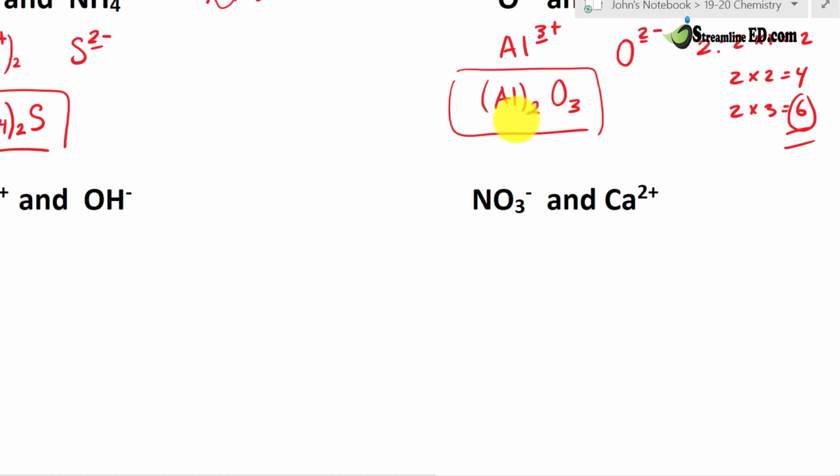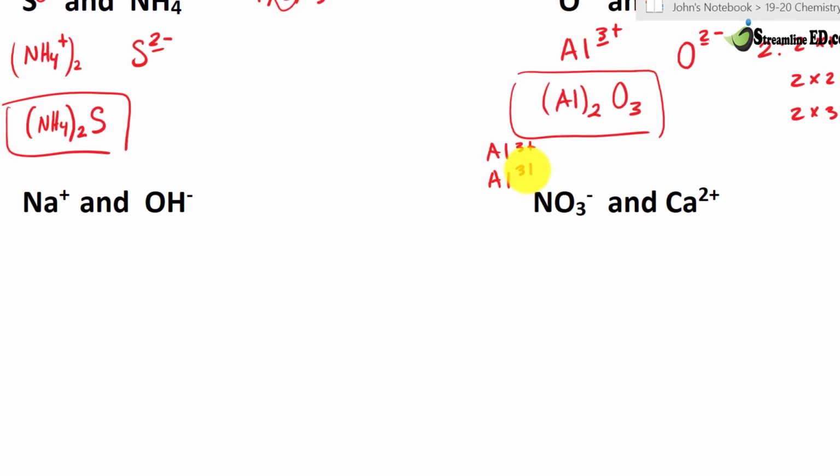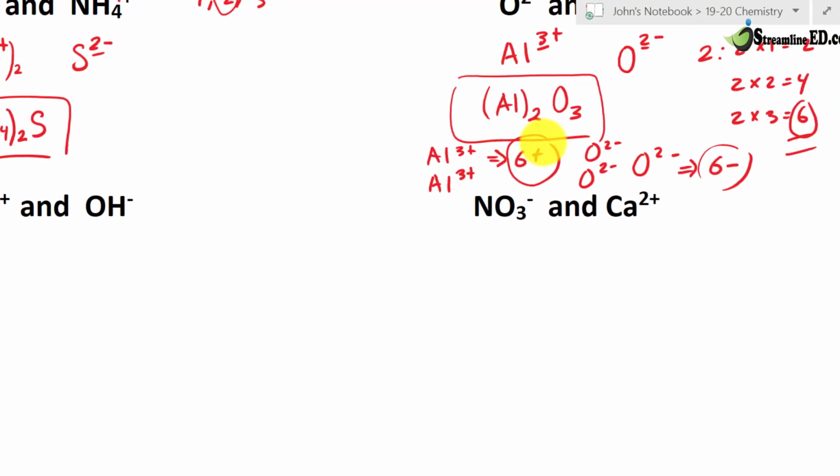And to prove that to you, 2 aluminum 3 plus, Al3 plus, that gives us a total of what? That gives us a total of 6 plus. For oxygen is 2 minus, and there are 3 of them, 2 minus, and 2 minus. That gives us a total of what? 6 minus. What's 6 minus and 6 plus? That turned out to equal to 0.